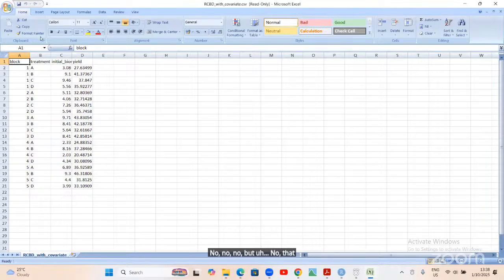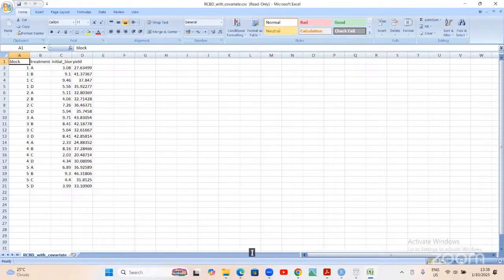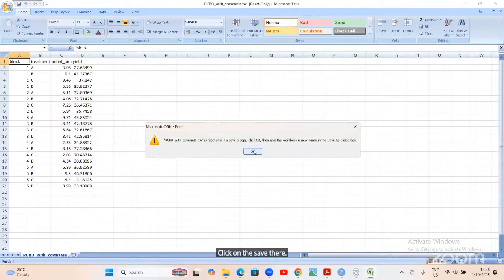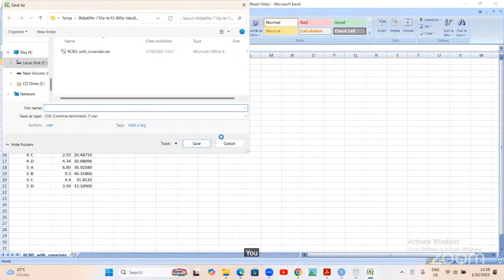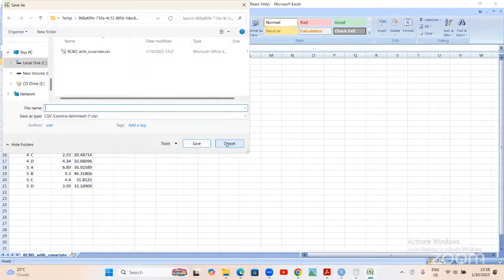No, that Excel there, if you expand on that Excel file, can you save that Excel file somewhere? I mean, can you save this file somewhere else? Save it on the desktop. Click on the save there. Okay, what you do, you copy what is inside there. No, don't save it there. Look for another place to save it. Click on the desktop or somewhere to save it. Go on this PC.